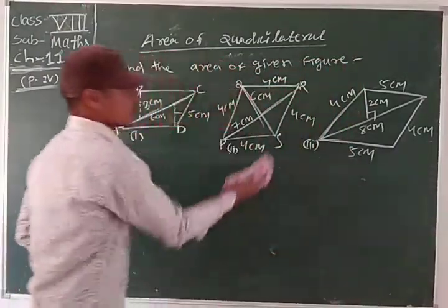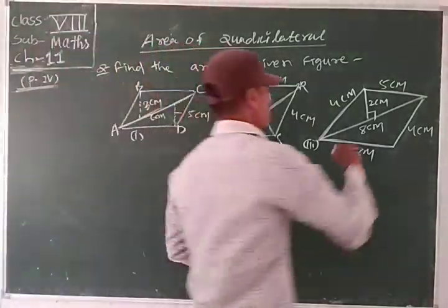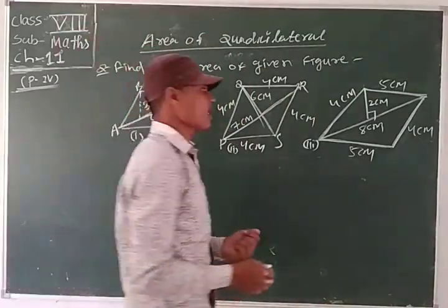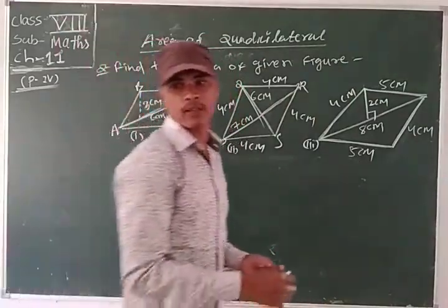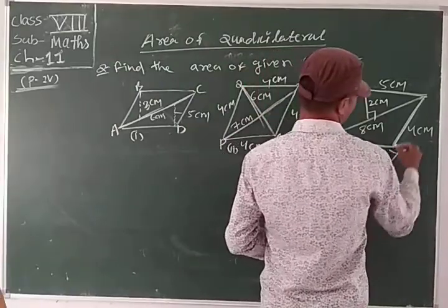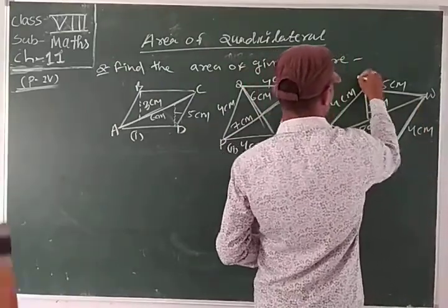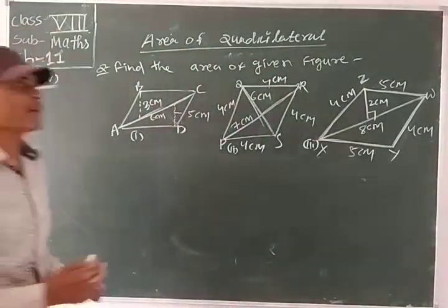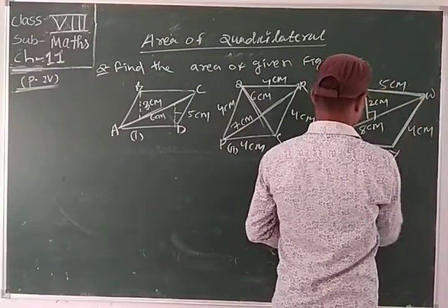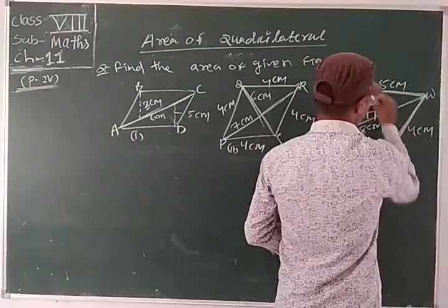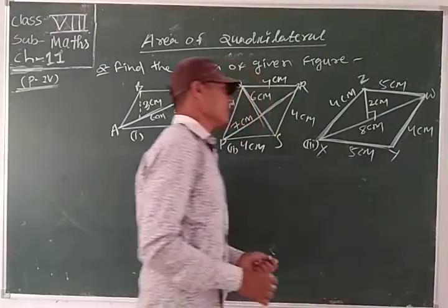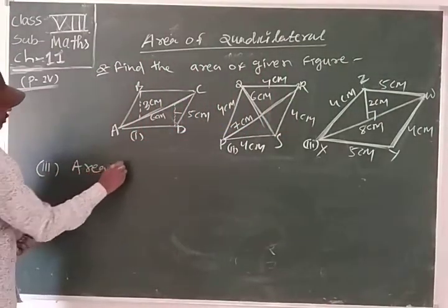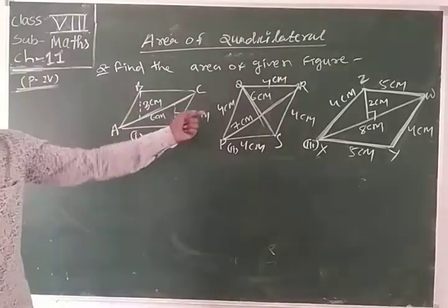Here we know that in a parallelogram, opposite sides are equal and parallel. And here, if we give the names X, Y, W, Z. Then here it is a parallelogram. Why parallelogram? We know that in a parallelogram the opposite sides are equal and parallel. That's why this, the third one, is a parallelogram.